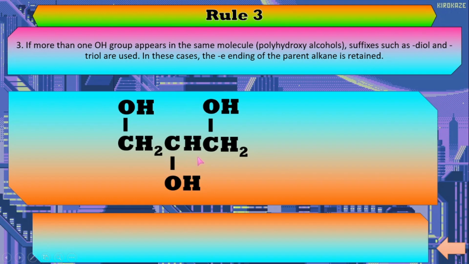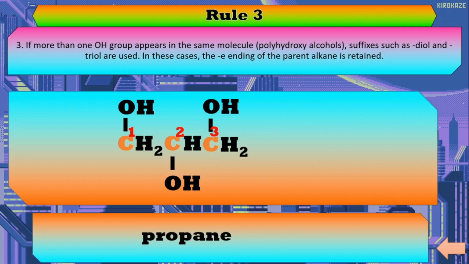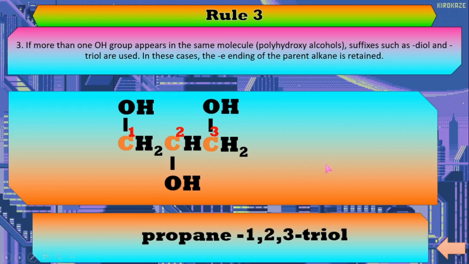Okay, so let's use this example. It is propane because it has 3 carbon atoms with single bonds. We have 3 hydroxyl groups attached, one on each carbon. Therefore, its name is propane-1,2,3-triol. Triol since it has 3 hydroxyl groups.